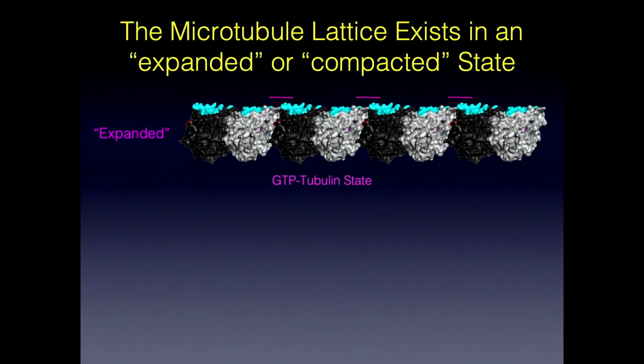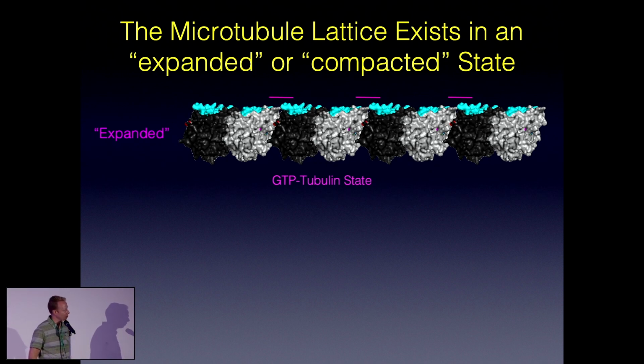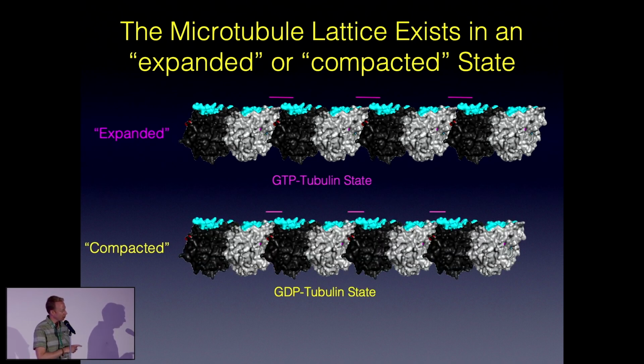Okay. So to go a little bit further into this microtubule lattice state that I mentioned before, the microtubule lattice can exist in at least two different states, which we call expanded, which occurs when the tubulin dimers are bound to the GTP that I mentioned earlier. And it can also occur in a compacted state, which occurs when the tubulin is bound to GDP. And so this expanded and compacted refers to the spacing between the tubulin dimers within the lattice.